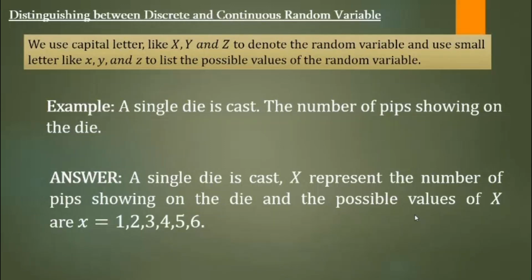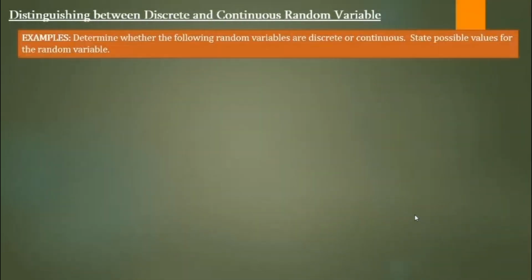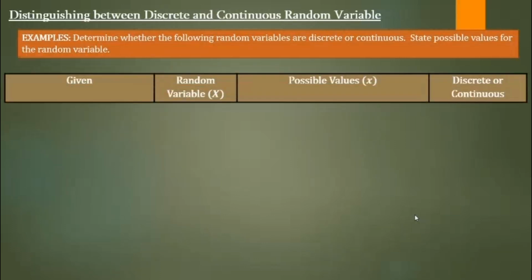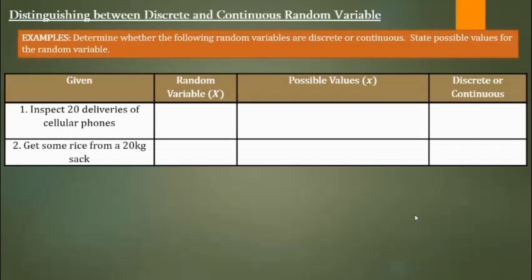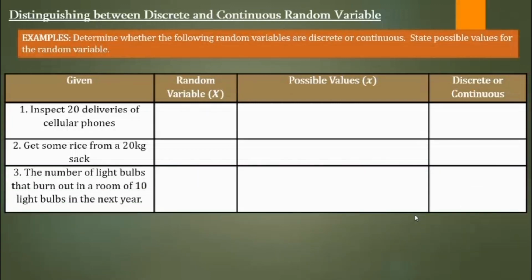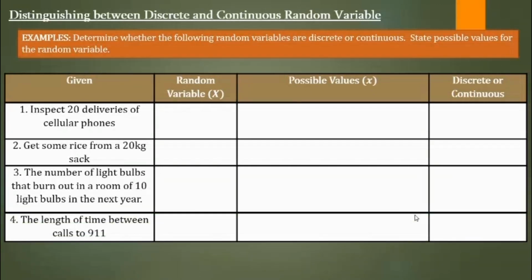So let's have another example in distinguishing between discrete and continuous random variable. Determine whether the following random variables are discrete or continuous, then state possible values for the random variables. So we have the given, random variable, possible values, discrete or continuous. Number 1, inspect 20 deliveries of cellular phones. Number 2, get some rice from a 20-kilogram sack. Number 3, number of light bulbs that burn out in a room of 10 light bulbs in the next year. And number 4, the length of time between calls to 911.